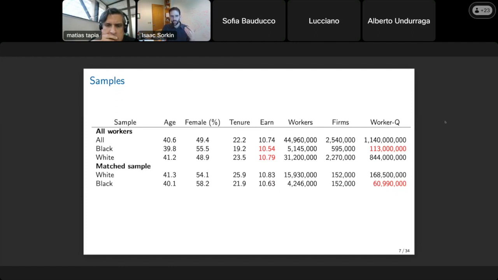You can also see this is a more female sample, a higher tenure sample. When I reweight the white sample across these cells in the match sample, it's not surprising, given that these cells are defined based on gender, tenure, and earnings, that I exactly match on gender, tenure, and earnings.